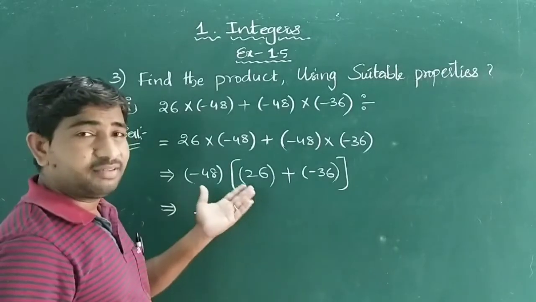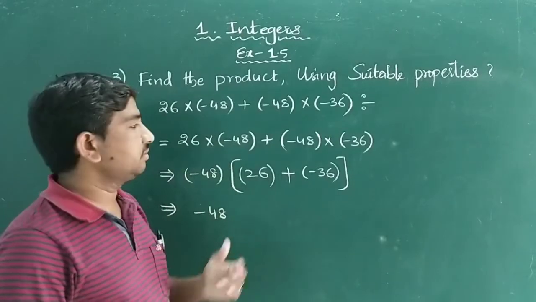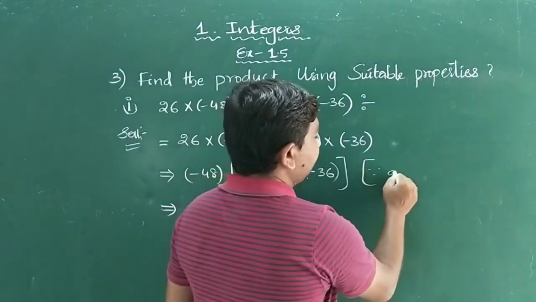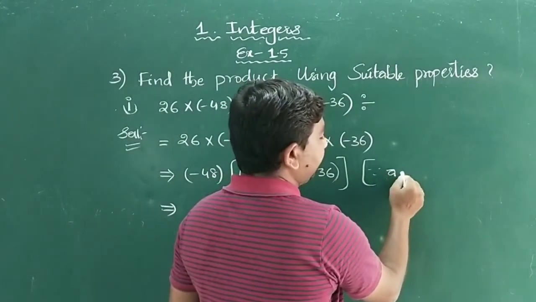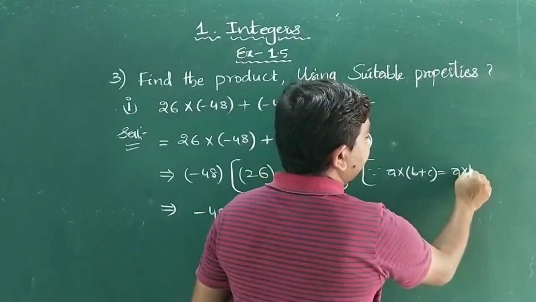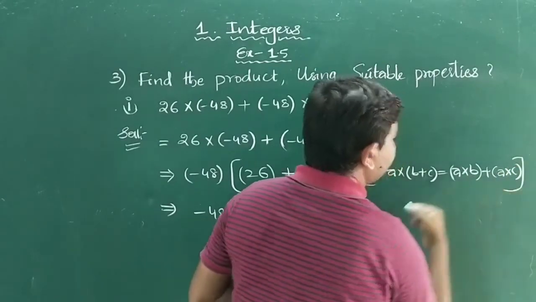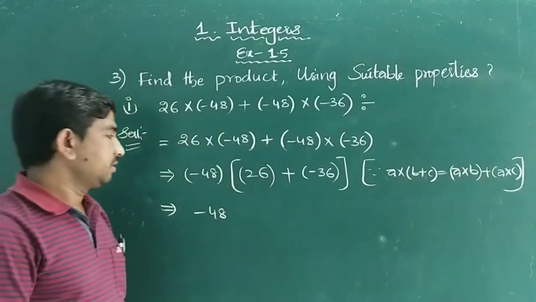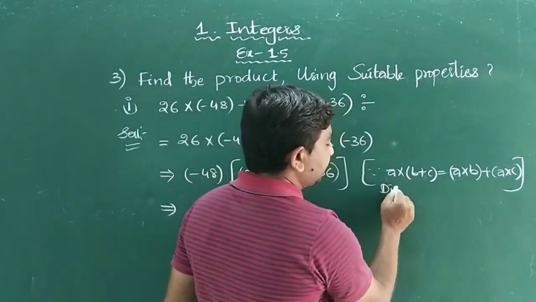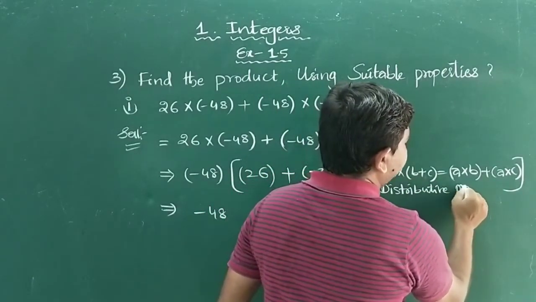Why are we taking this in this form? Because of the distributive property. Use the distributive property here. So I am writing A into B plus C is equal to A into B plus A into C. That is the distributive property. Now by using that property we can write it this way. Which property is this? Distributive property.